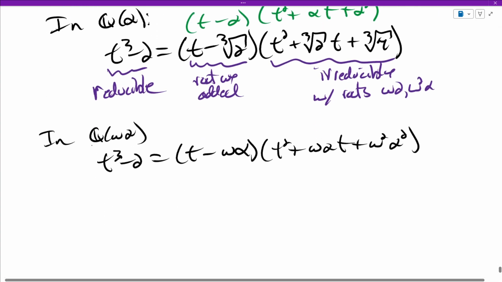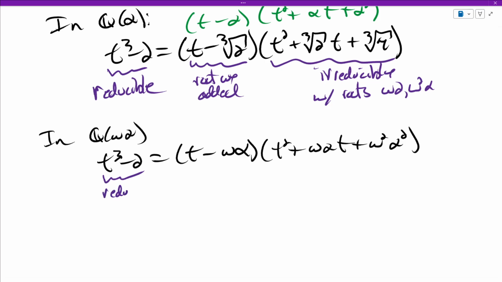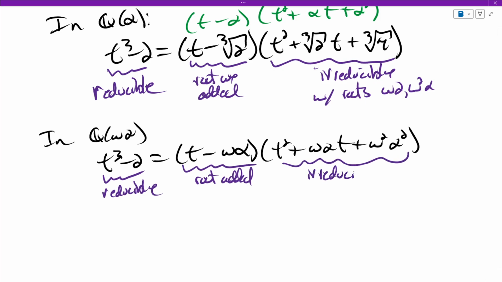So in Q adjoin omega alpha, again, our polynomial is no longer irreducible. It's reducible because we added in one of the roots. So this is the root we added. And then the remaining portion is actually still going to be irreducible. So this guy is irreducible with roots alpha and omega squared alpha.